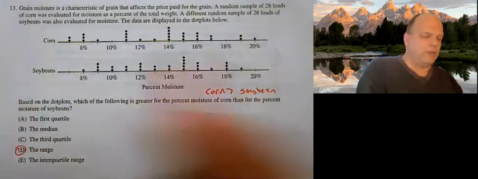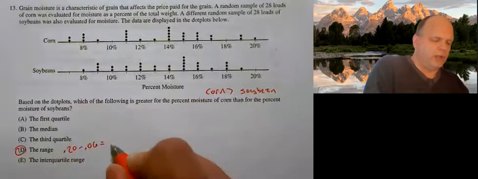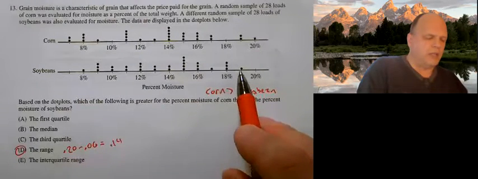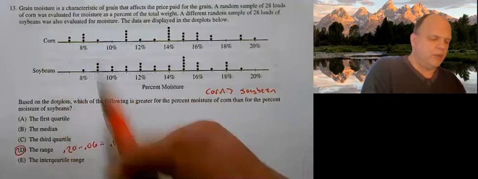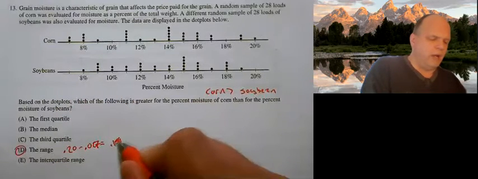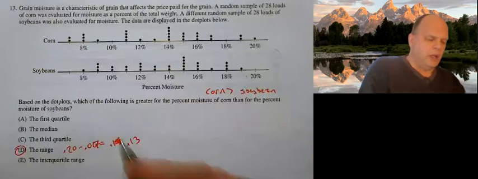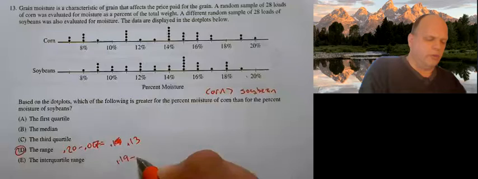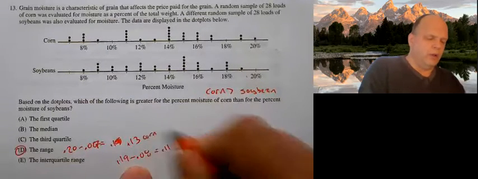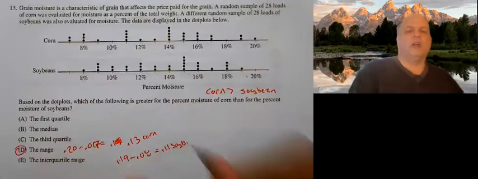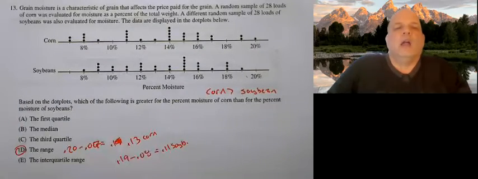Basically, 20%, 0.20 minus 0.06 is 14%, where this is going to be 19% minus 8%. I guess that should have been a 7%. That should have been a 7. And 20 minus 0.17, 0.13. And this is going to be 0.19 minus 0.08 equals 0.11. So this is corn. This is soybean. Obviously, corn has the larger range. And I can just look at the drawing and figure that out.